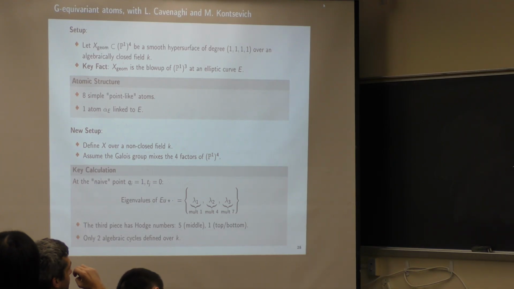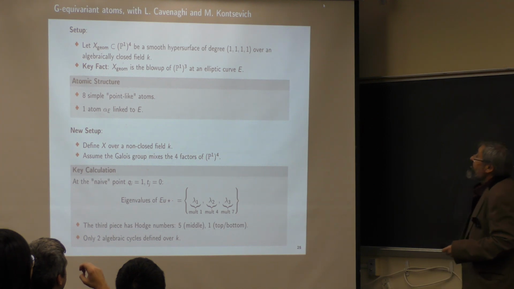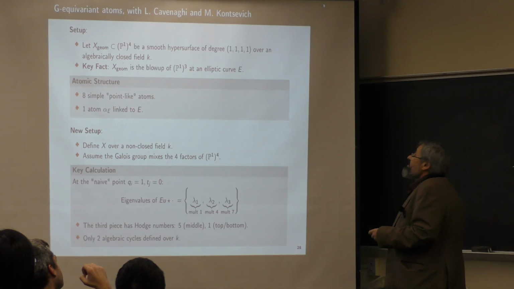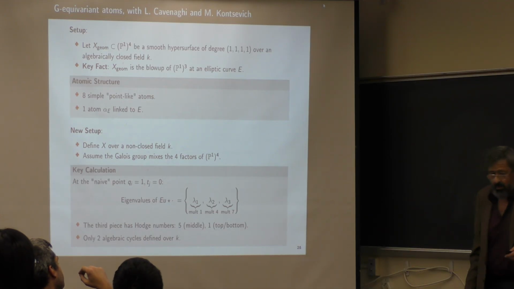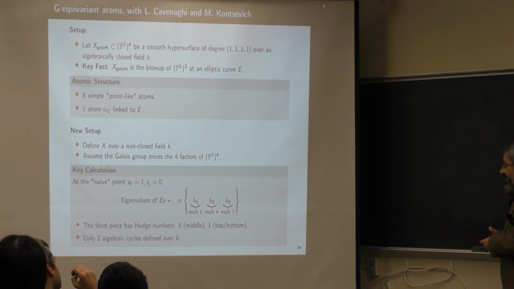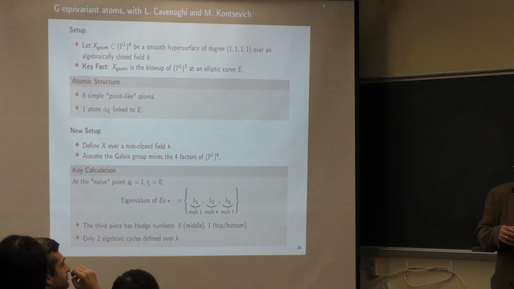I remember I was probably a third-year undergraduate when Iskovskikh posed this question about non-rationality of a hypersurface of degree (1,1,1,1) in P^1 × P^1 × P^1 × P^1 with the action of some group. Meaning, when I say G-rationality, this just means that we consider only birational transformations which are invariant in the direction of this group.